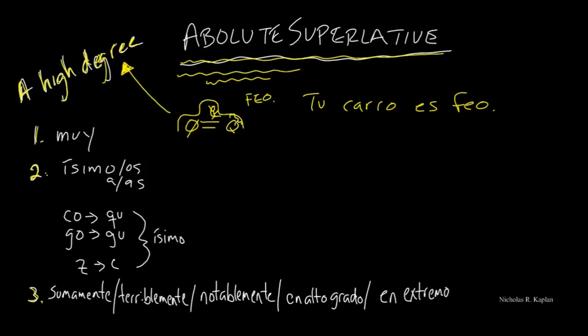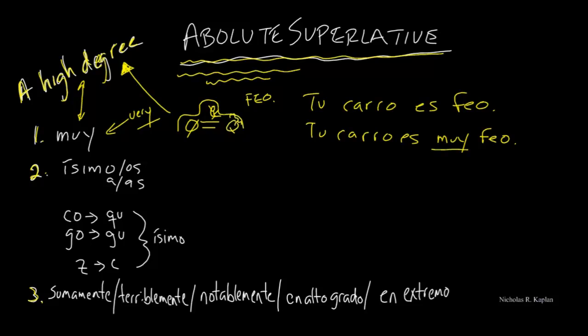Well, the first thing that we can do is just say muy, which means very. And we'll put the muy right before our adjective. Muy feo. So we kind of overuse the word very in English, which means that it loses some of its effect. In Spanish, this is a way to say it is a high degree of ugliness.